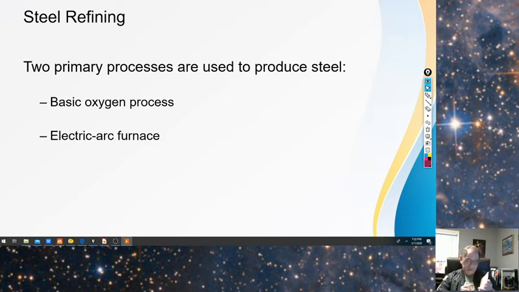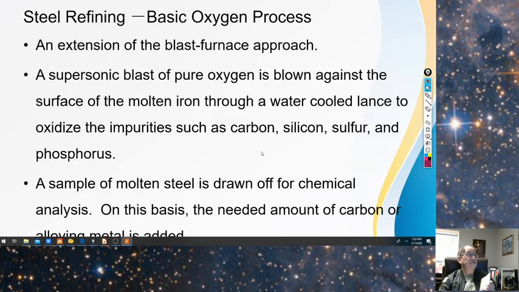Whew. It's gonna be a toughie, guys. Basic oxygen process and the electric arc. You've gotta know those two and how each is generally done. So here it is, steel refining. Basically, sonic blasts of pure oxygen blown across the surface. So know each. You don't just need to know that there's two main processes, but kind of how do they work?